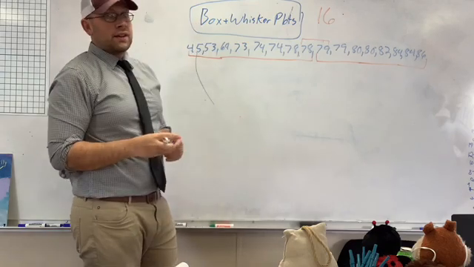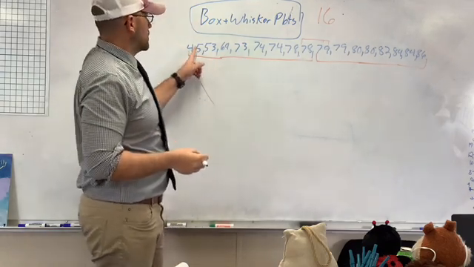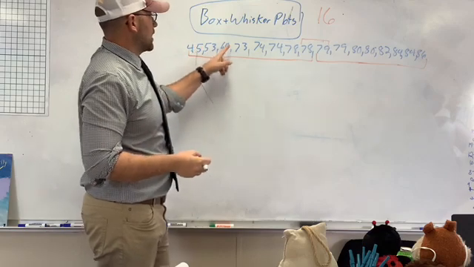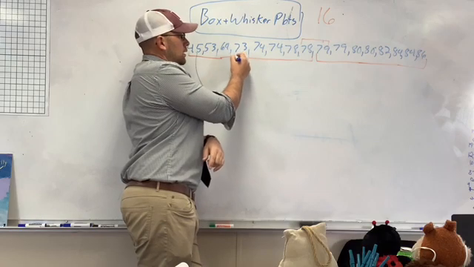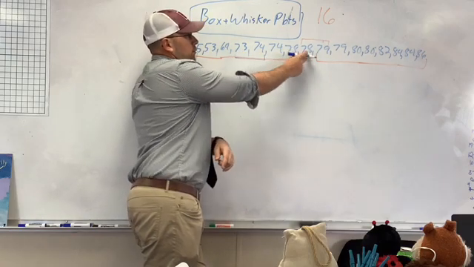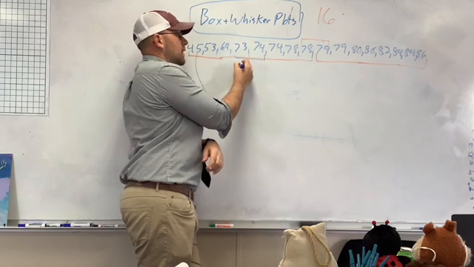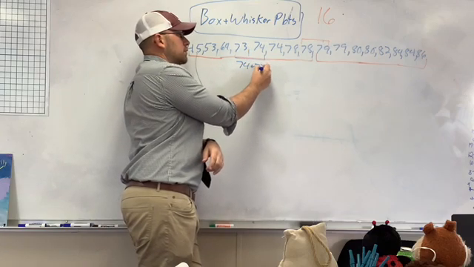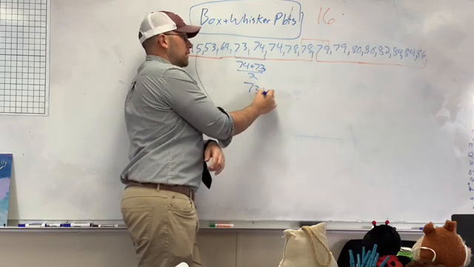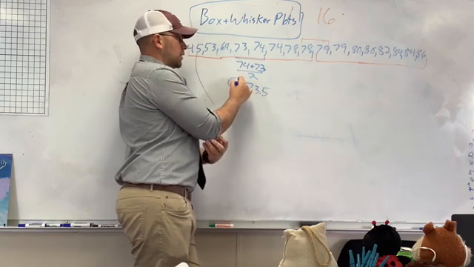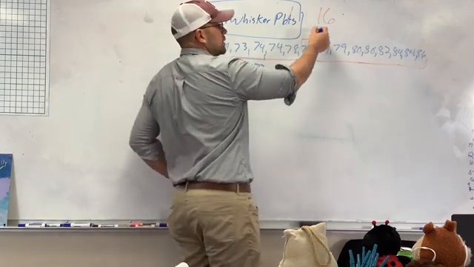Alright, so I have to find my first quartile. My first quartile is the median of the first half. Since it's even, I have to count 4 and 4, so 1, 2, 3, 4. So I have to find the average of those two right there. So it'd be 74 plus 73 divided by 2, which gives you 73.5. That's our Q1.